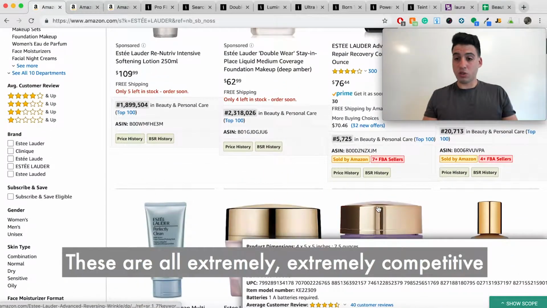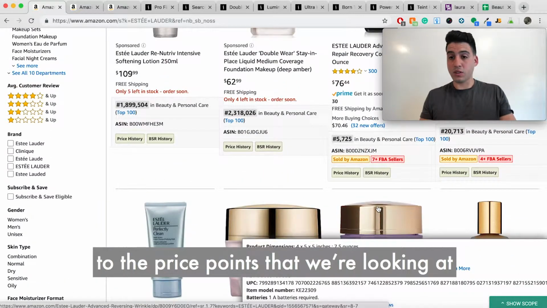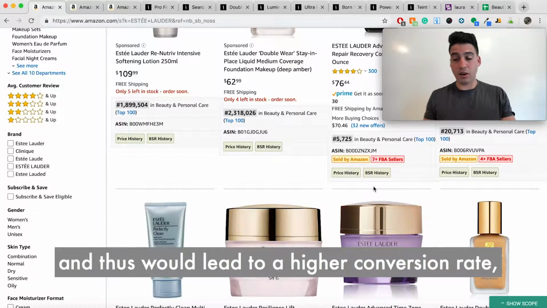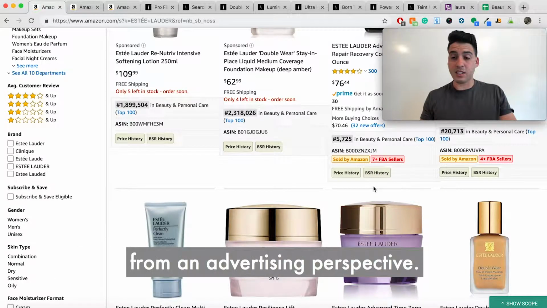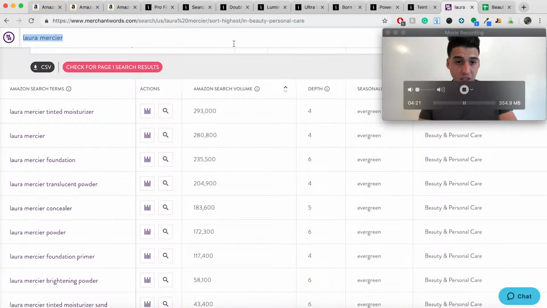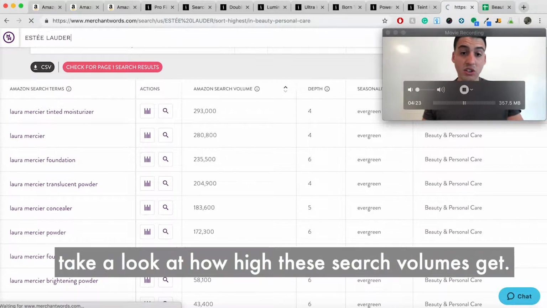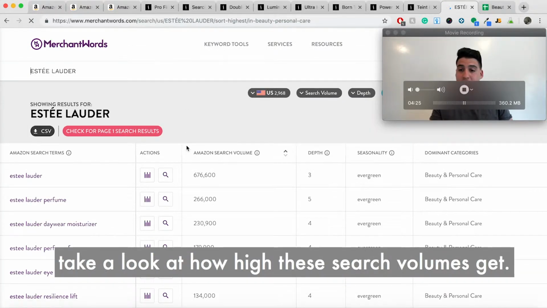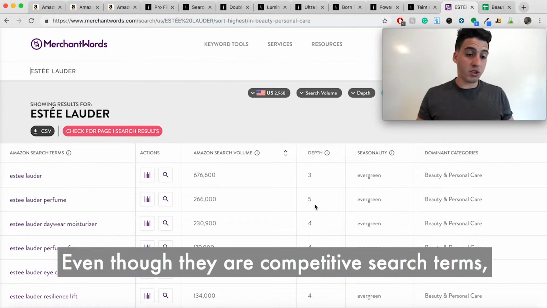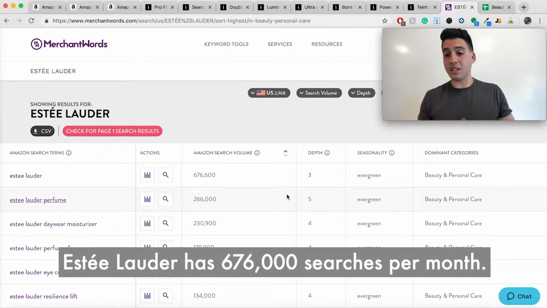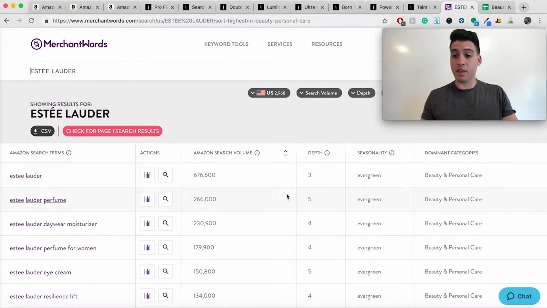These are all extremely competitive to the price points that we're looking at, and thus would lead to a higher conversion rate from an advertising perspective. So the other great thing about this is just take a look at how high these search volumes get. Even though they are competitive search terms, Estee Lauder has 676,000 searches per month.